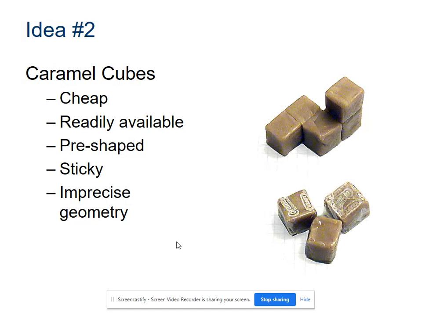Idea number 2 is caramel cubes. So apparently this is candy. Well, let's talk about that. It's cheap. It's readily available. It is already shaped. You don't have to mold it at all. Deficit, it's sticky. And again, it's imprecise because you could have one that might be 50 thousandths of an inch smaller than the other.